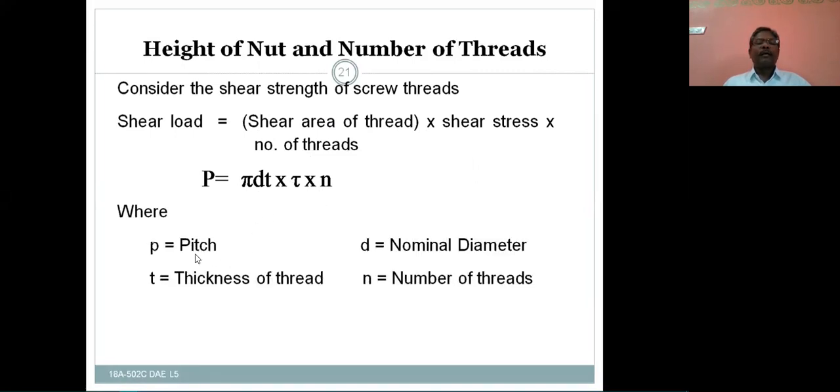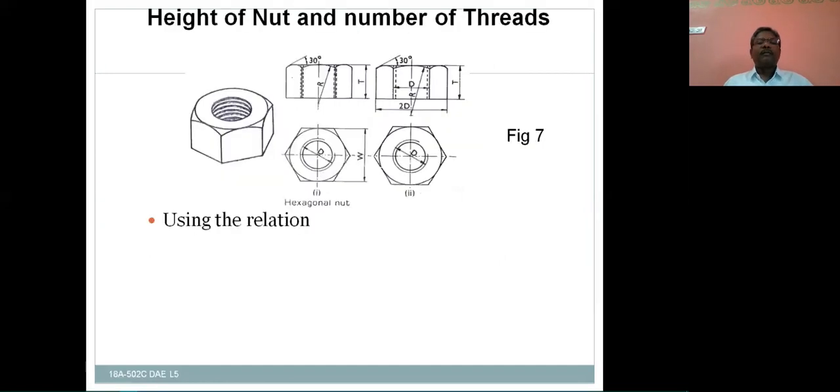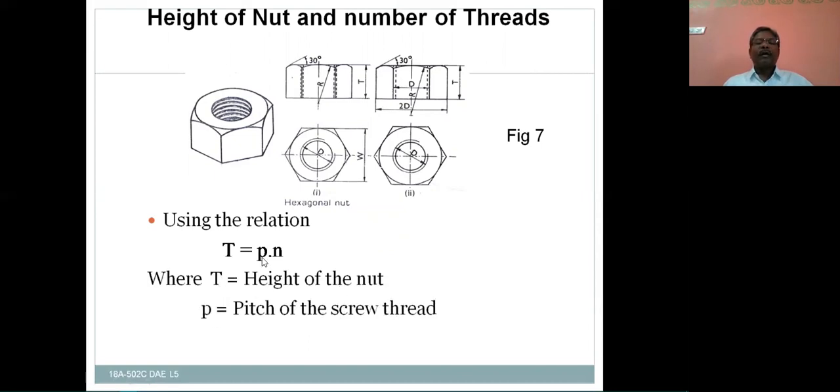P is the pitch, D is the nominal diameter, T is the thickness of the thread, n is the number of threads and tau is the shear stress. Using the above relation and another relation, T is equal to P into N, where T is the height of the nut, P is the pitch of the screw thread and N is the number of threads.